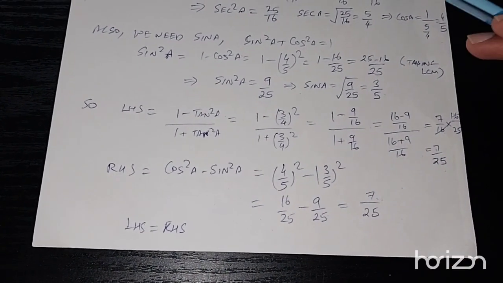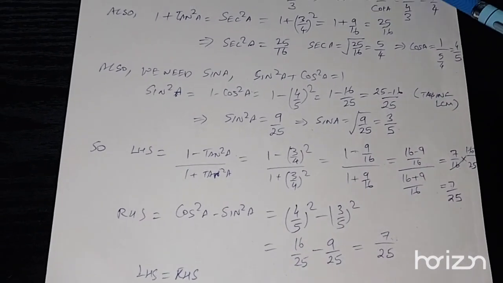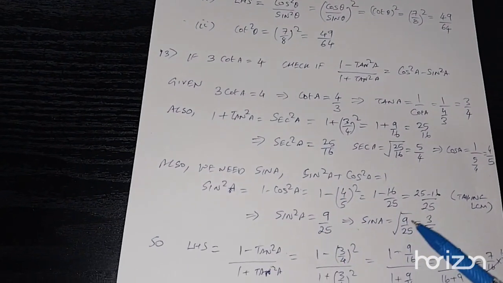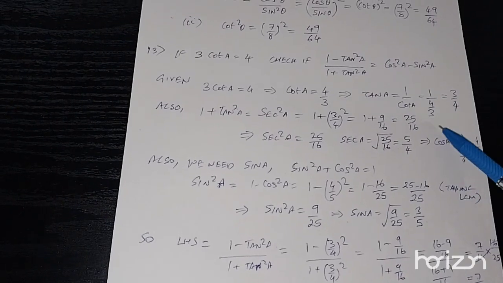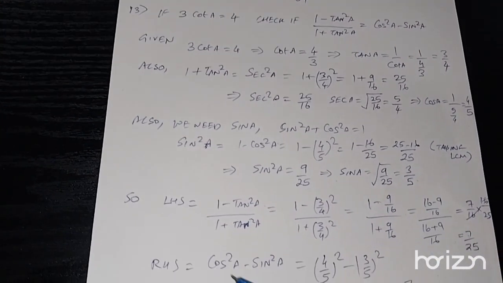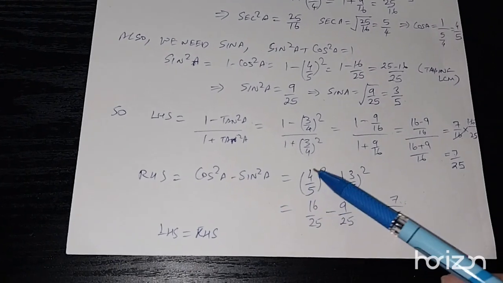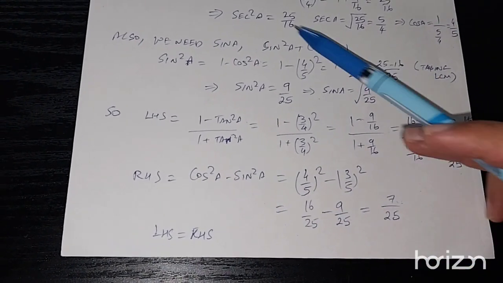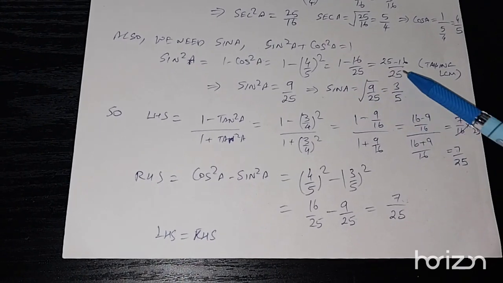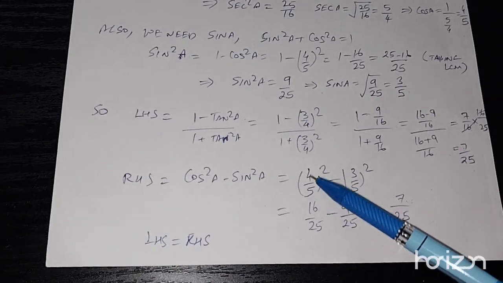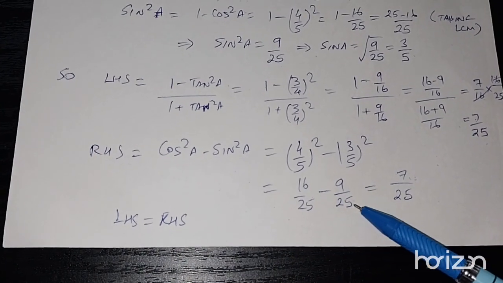What about your right hand side? See, right hand side you need cos squared A and sine squared A, but we have already calculated that. We have already calculated cos A is 4 by 5 and sine A is 3 by 5. So you can substitute now. Cos squared A is 4 by 5 whole squared minus sine squared A, which is 3 by 5, like we have calculated here, 3 by 5 whole squared. So what is that? It is 16 by 25 minus 9 by 25.